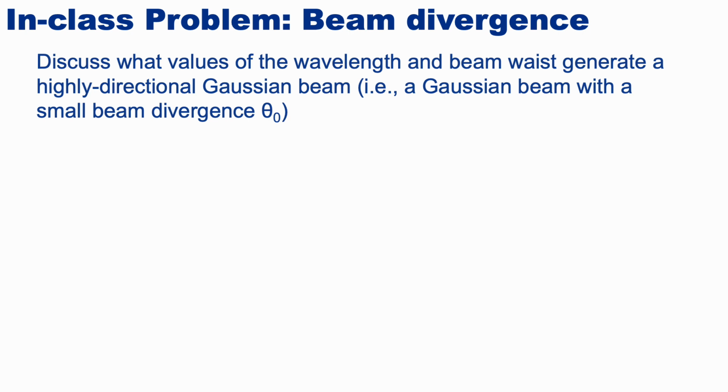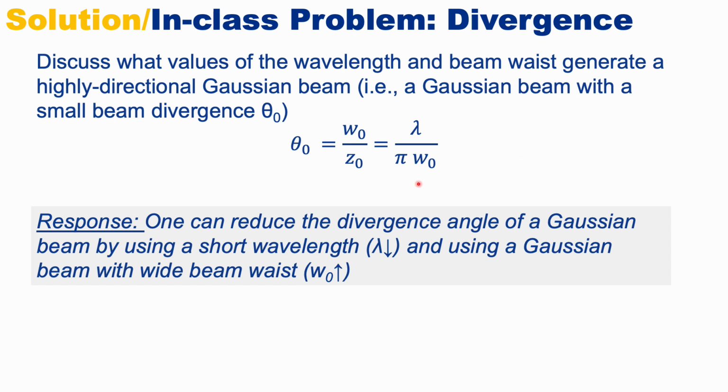Let's think a little bit about what kind of wavelength and beam waist we require to have a highly directional Gaussian beam. A highly directional Gaussian beam is a Gaussian beam with a really small divergence angle. So remember, the divergence angle is linearly proportional to the wavelength and inversely proportional to the beam waist. So if I need a really small beam divergence, I have to reduce it. I have 3 alternatives.